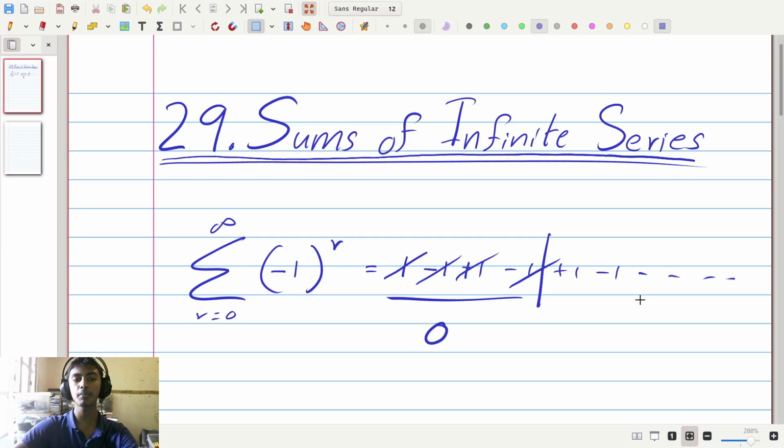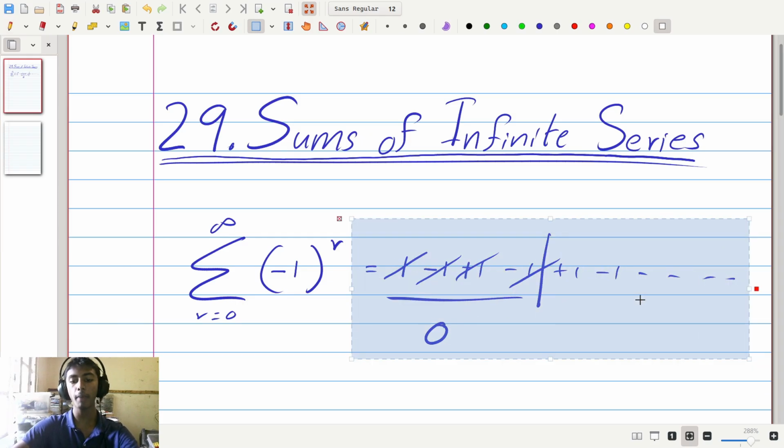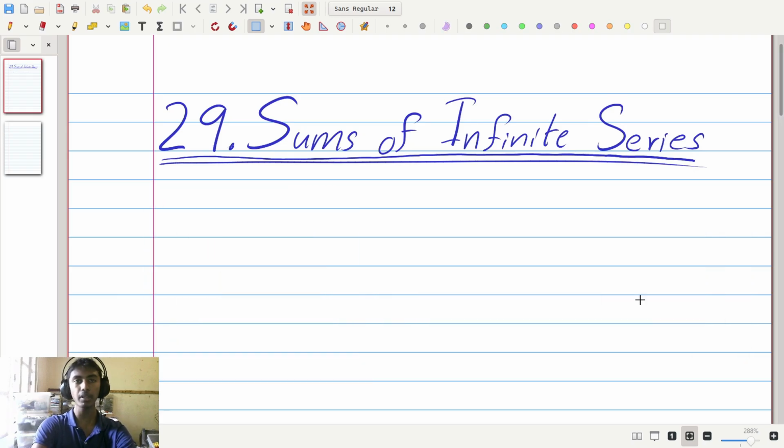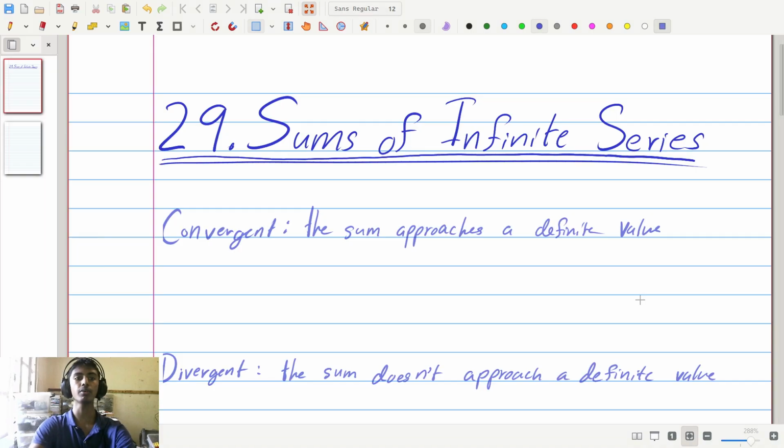Therefore, this sum here, the sum from r equals 0 up to infinity of negative 1 to the power of r, is oscillating between the values of 1 and 0. Therefore, if we take an infinite number of terms and we add them all together, we cannot give a definite value for that sum. Therefore, it is also a divergent sum.